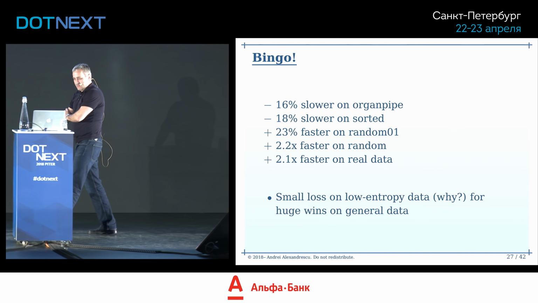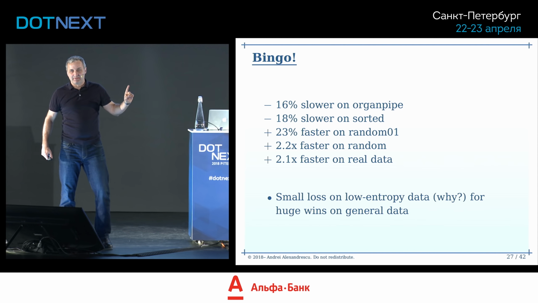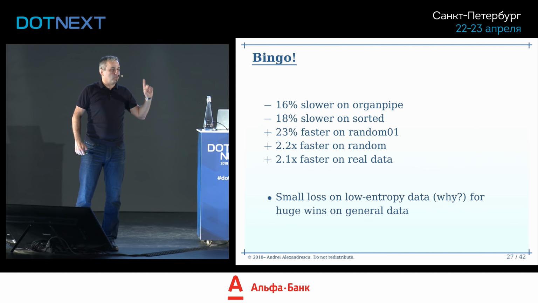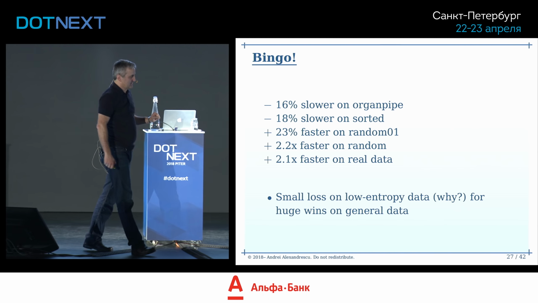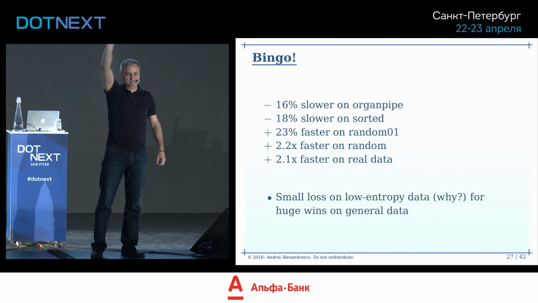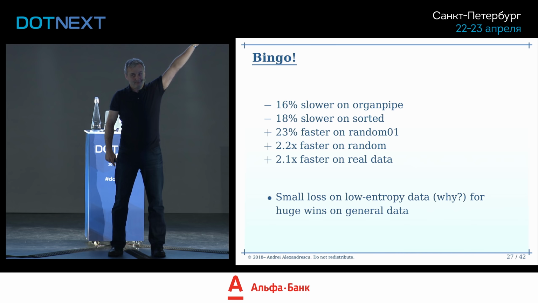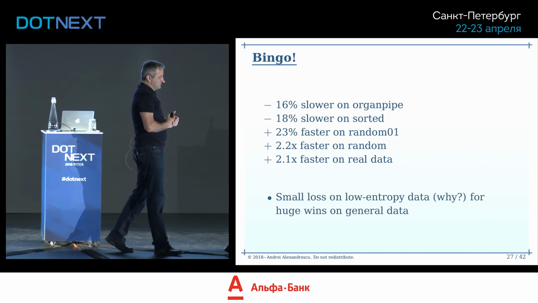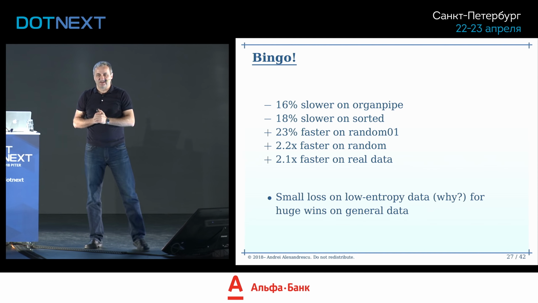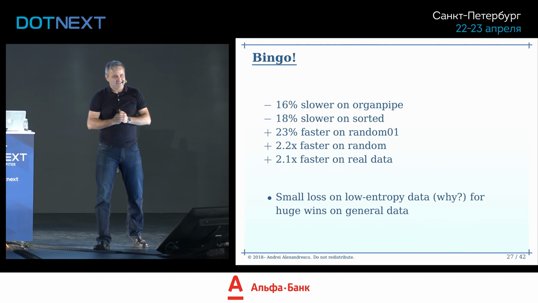So let's measure this guy, because this is where things get interesting. All right, so that's why it's important that you measure on many data sets, friends. Because if I only measured on 1 data set, I wouldn't have seen anything. It's 16% slower on organ pipe. Nothing interesting. It's 18% slower on sorted. But it's over 2 times faster on random data and on real distributions. And the question to you is, why is that happening?